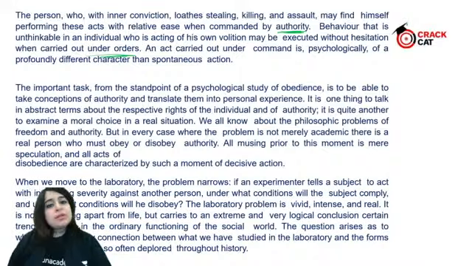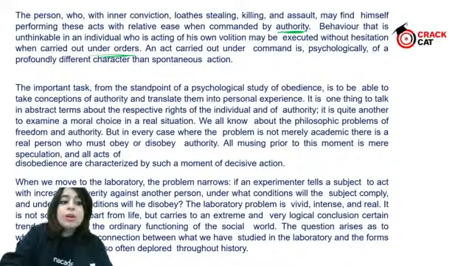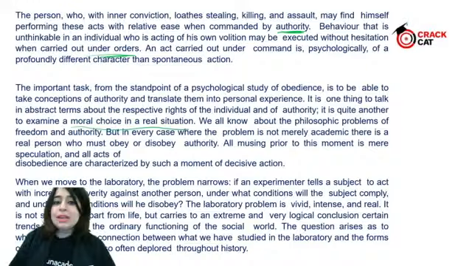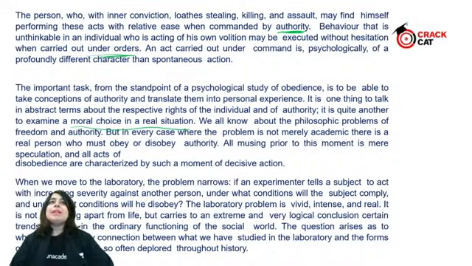So, an act when carried out under command is psychologically of a profoundly different character than a spontaneous action. The important task from the standpoint of a psychological study of obedience is to be able to take conceptions of authority and translate them into personal experience. It is one thing to talk in abstract terms about the respective rights of an individual and of authority. It is quite another to examine a moral choice in a real situation. So, I mean, morally, you might or might not be making sense when it comes to a real situation.